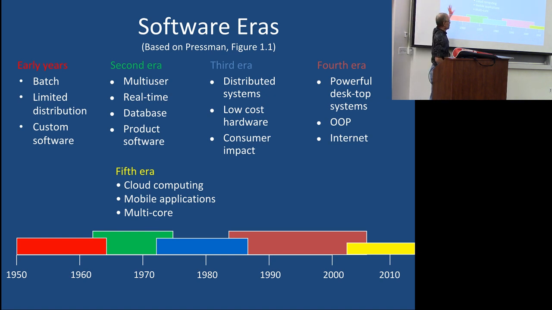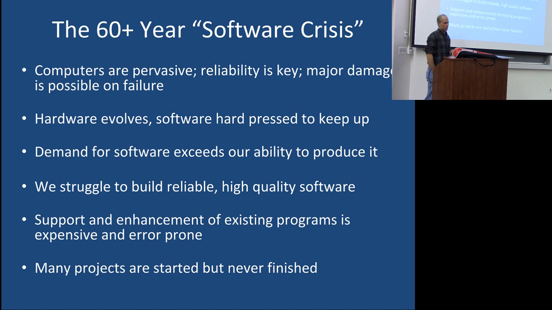So we've gone through all these eras, so the demands on software have changed radically from the old days. And it's always been a race to keep up. Hardware changes pretty quickly, and people developing software are struggling to keep up and stay current and figure out ways to deal with the new demands. And for that entire time, people have been talking about the software crisis. So we're 60 years into the software crisis.